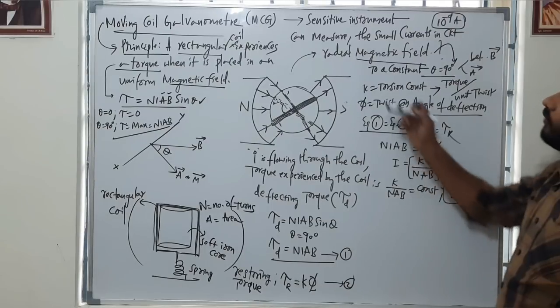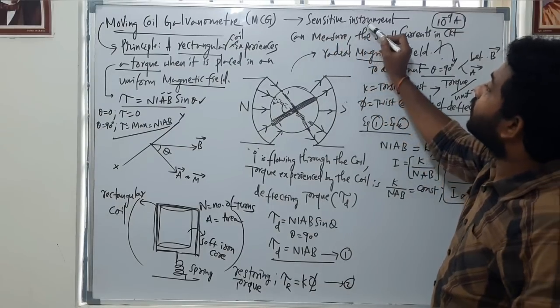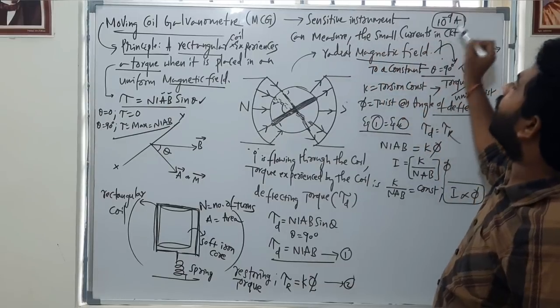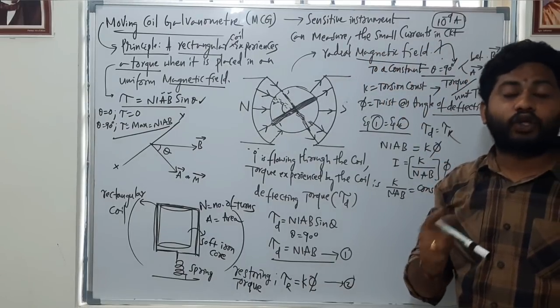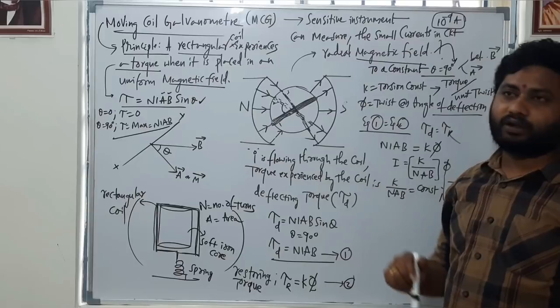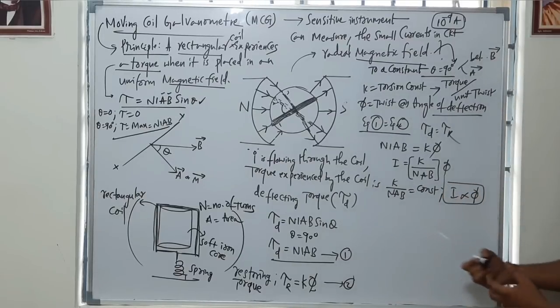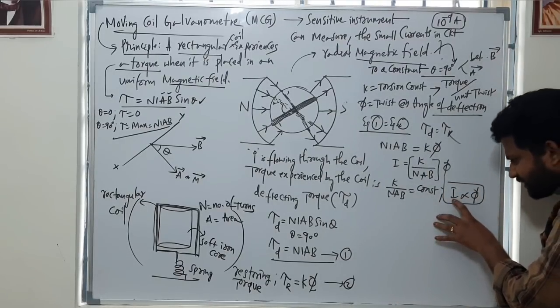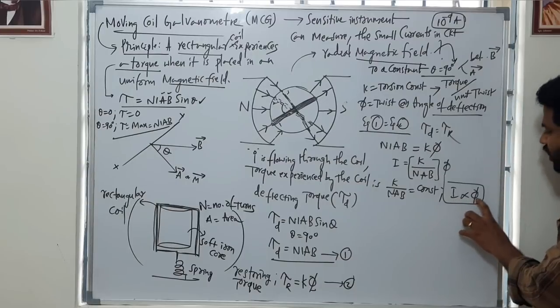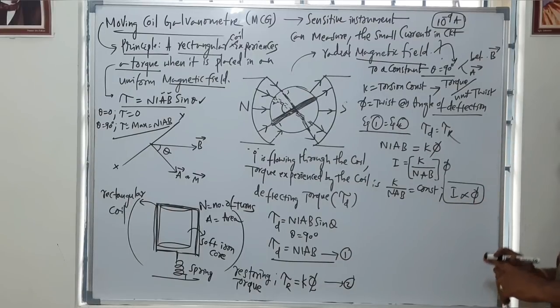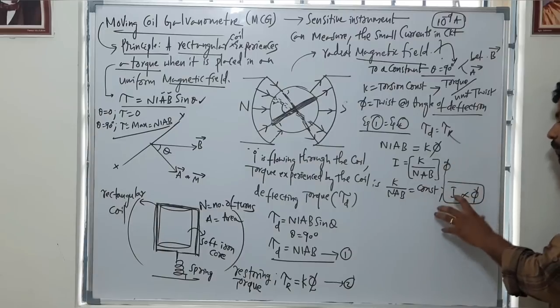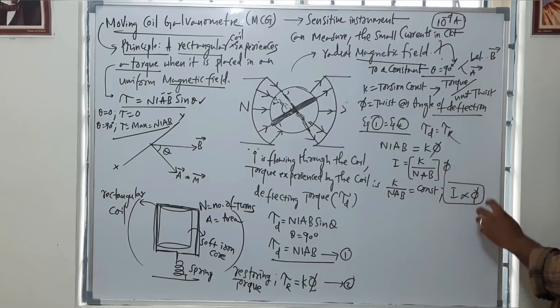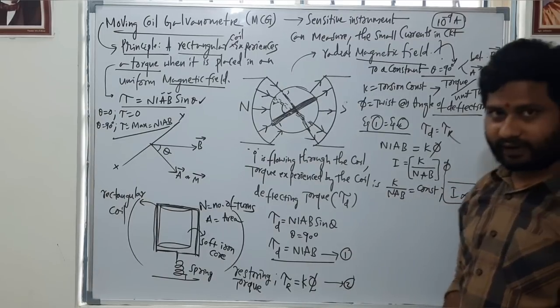So that's the concept of how to measure sensitive currents, how to measure the small currents in the given circuit by using a moving coil galvanometer. How will we be measuring? By sending a small amount of current also, there will be a deflection identified. By sending more current, there will be more deflection identified, right?